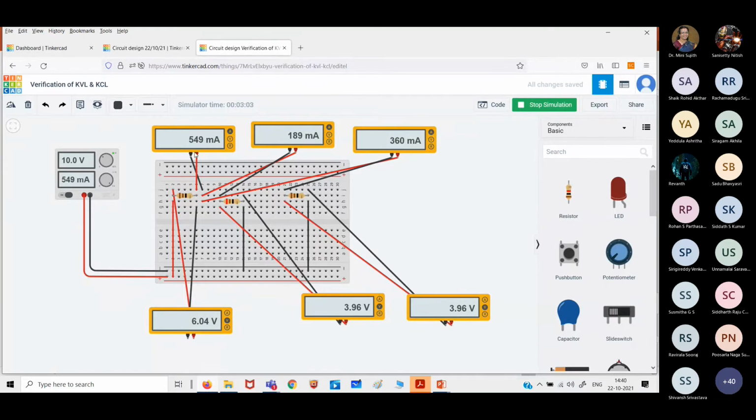Can you check? You can see my total current is 0.549. Here these meters are reading in milliamps, so it is 549. So it was 0.188, 0.189. Can you all see the readings? You can see the voltage across the last two resistors is the same because both are in parallel, 3.96, 3.96. Okay. And this is 6.04 or 6.03, whatever you will get based on the number of decimal places you have taken. This is the voltage drop across the first resistor.